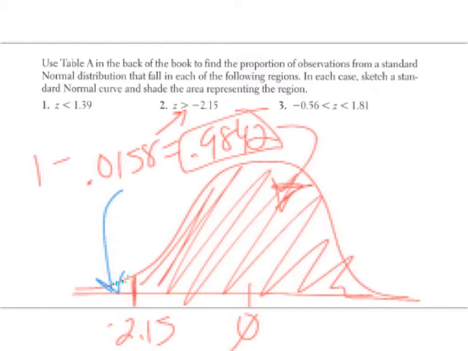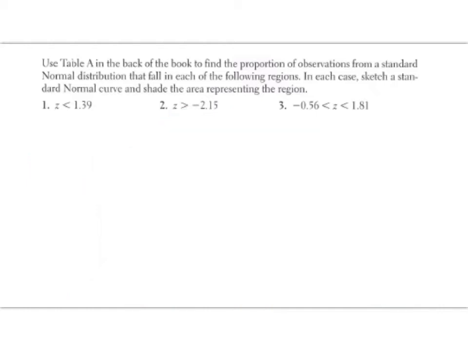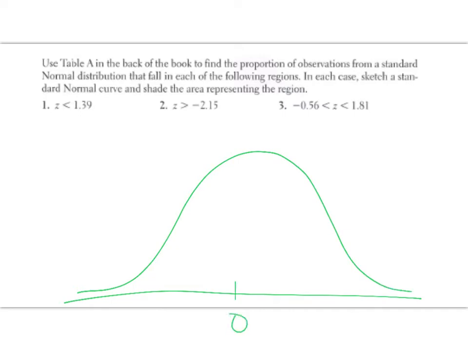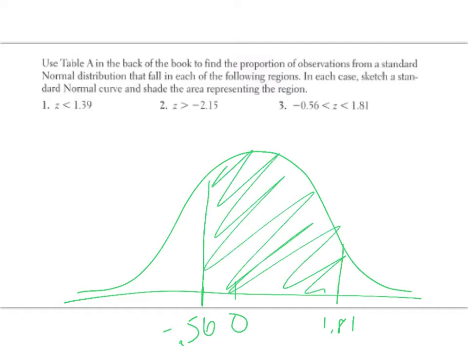Number 3 here asks us for an area in between. I've got my curve here, and this is at 0, and it wants the area from negative 0.56 to 1.81. So it wants this area right here. When I use my table, 1.81 will give me the area to the left of 1.81, which is 0.9649.